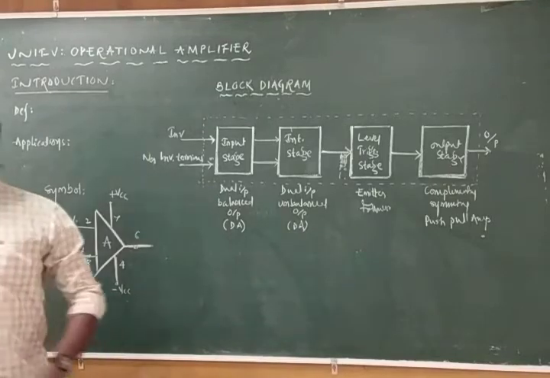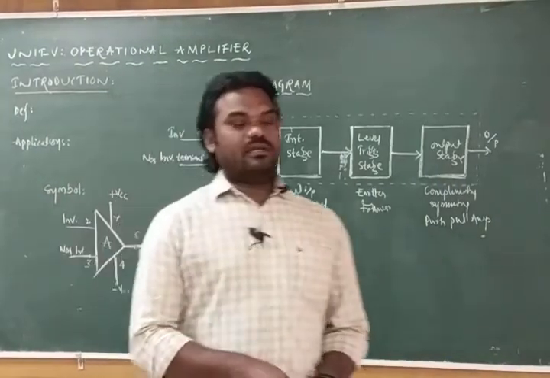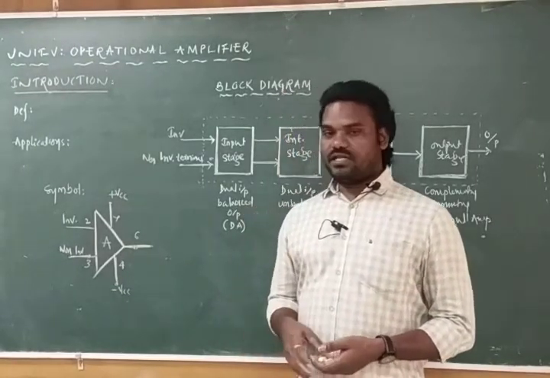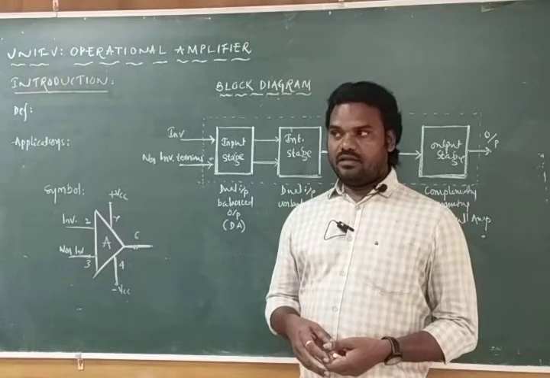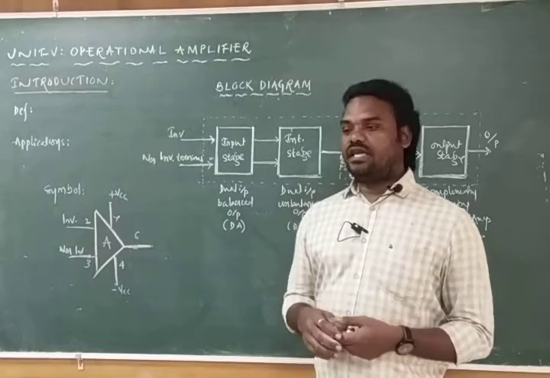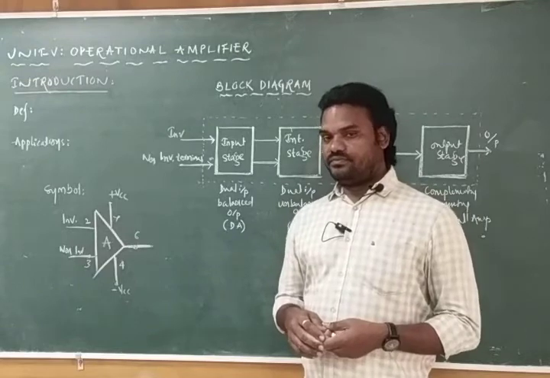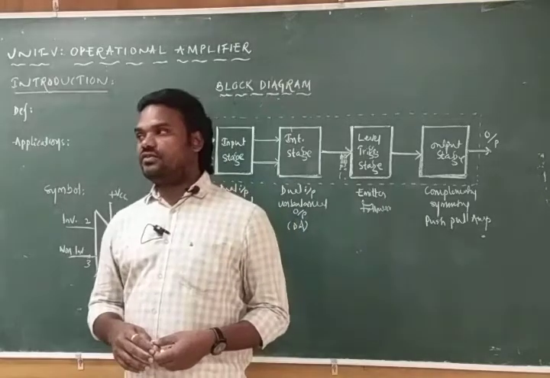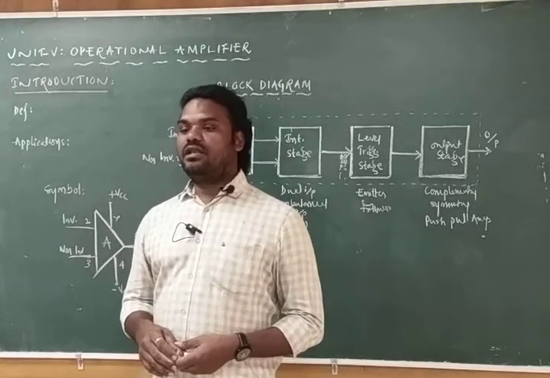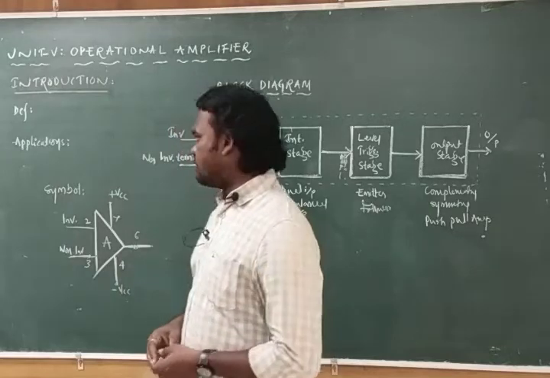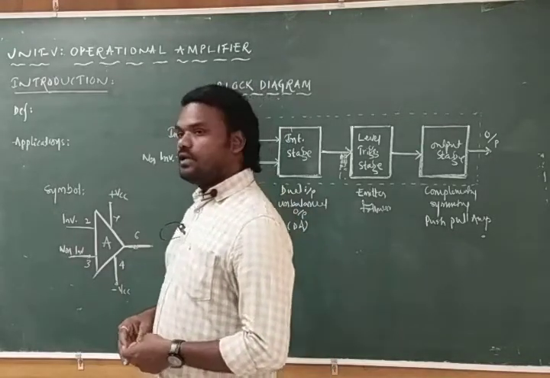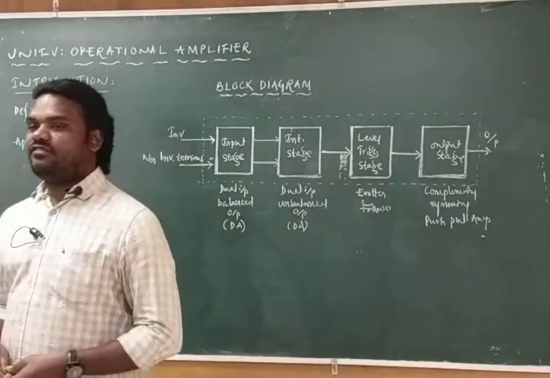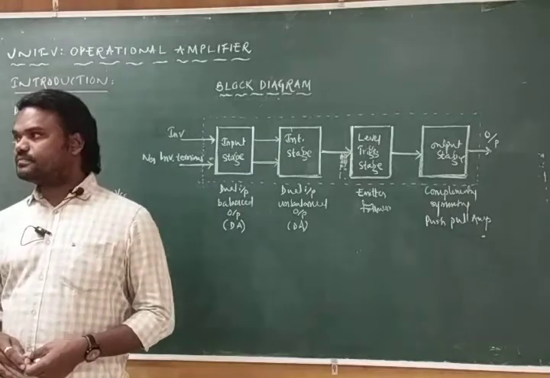So, amplifiers can be various types: current amplifier, voltage amplifier, power amplifier. Likewise, we will be having various types of amplifiers, in which we are going to study the complete 5th unit as operational amplifier. Then how will it be different from the normal amplifier? It is the question. That is nothing but the definition of the operational amplifier.